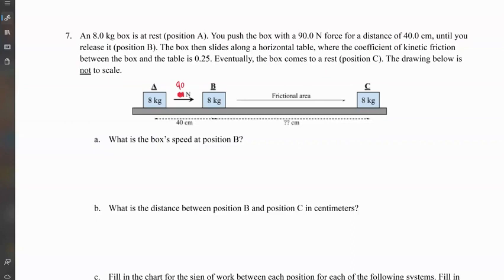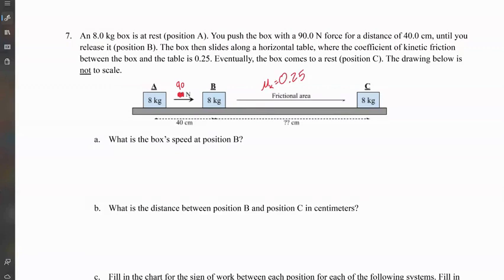Okay, until we release it, position B, it slides along a horizontal table where the coefficient of kinetic friction is 0.25. Eventually, the box comes to a rest at position C. What is the box speed at position B?